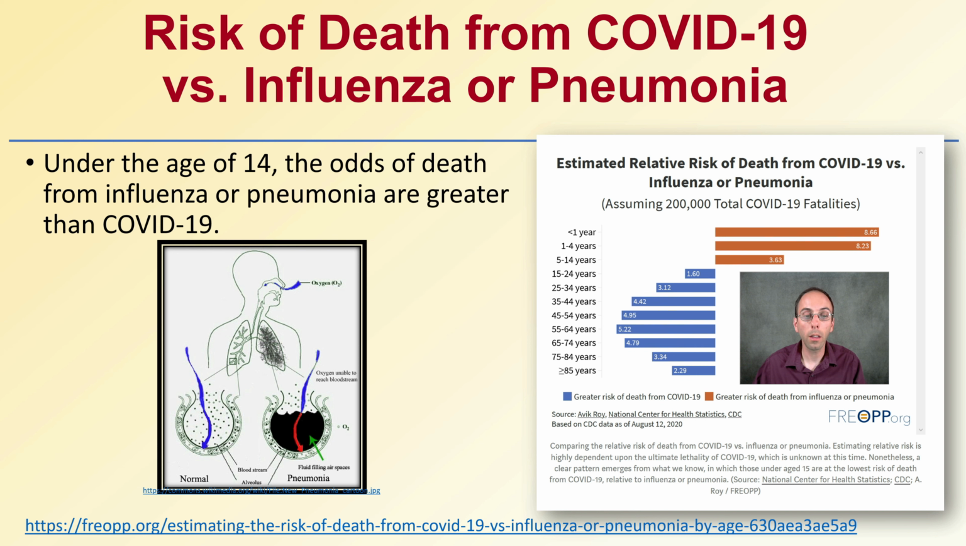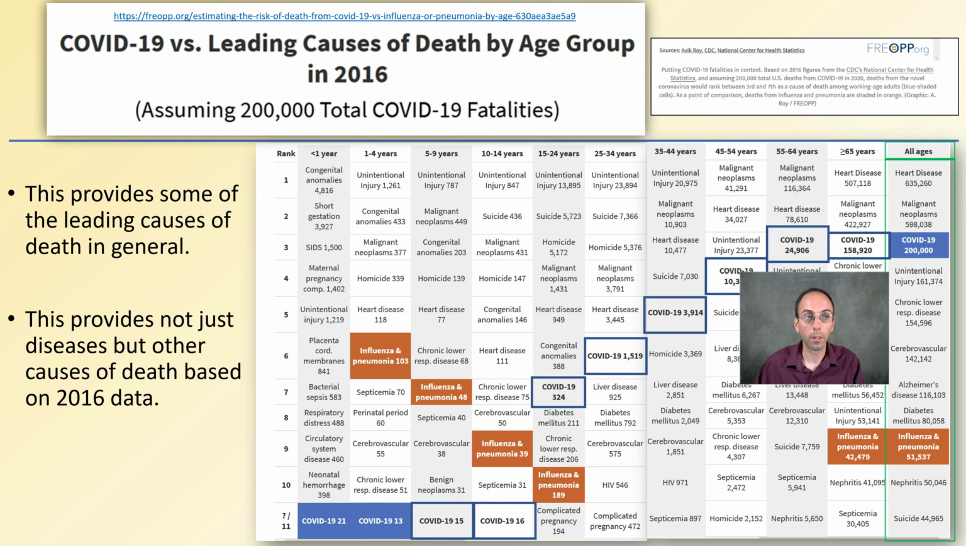Pneumonia is basically fluid filling the airspace in the lungs, reducing the amount of oxygen that can get to the blood. And if that oxygen becomes too low, that will result in death.